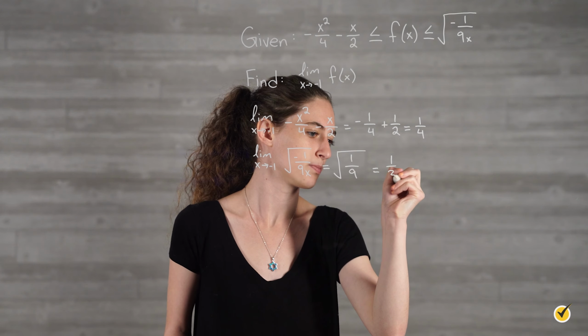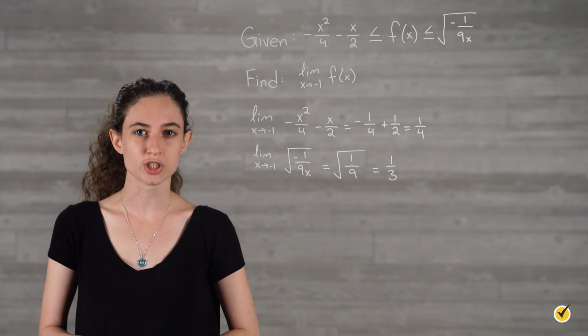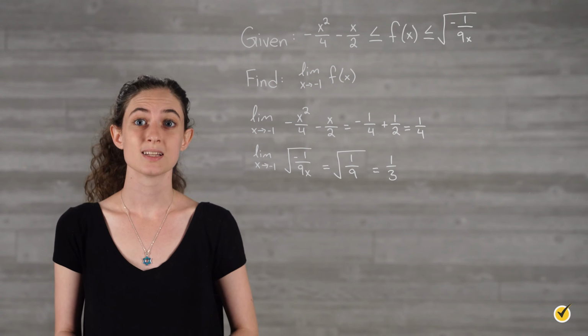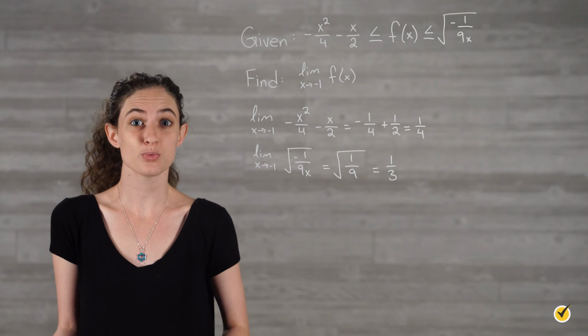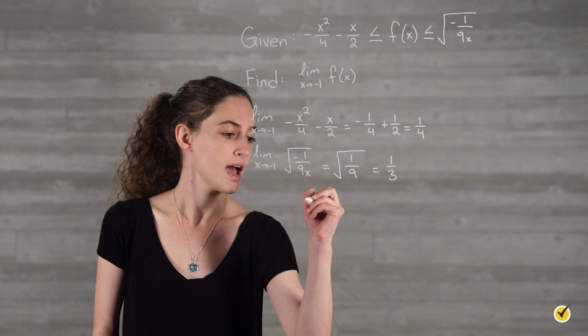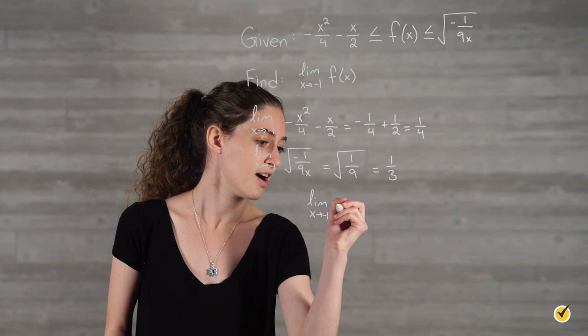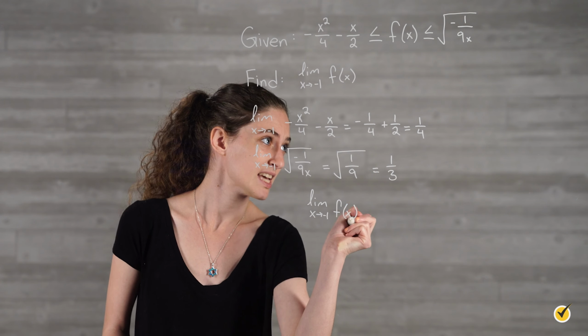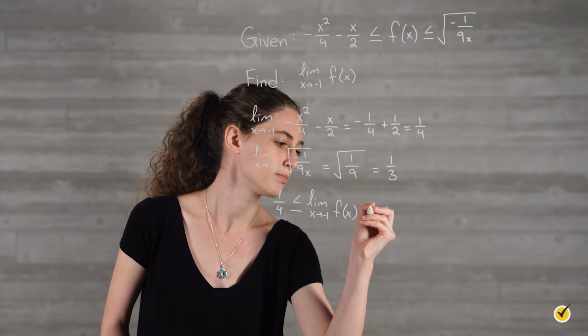equal to 1/3. In this case, f of x is between the two functions, but it's not being squeezed. Since their limits as x approaches negative 1 do not match, the best we can say is that the limit as x approaches negative 1 of f of x is between 1/4 and 1/3.